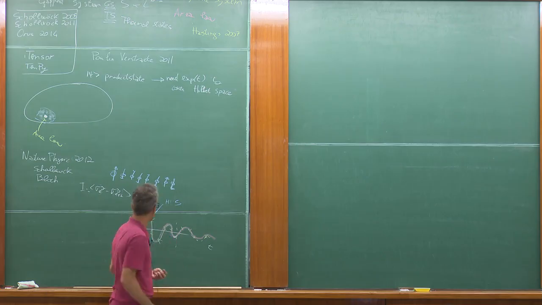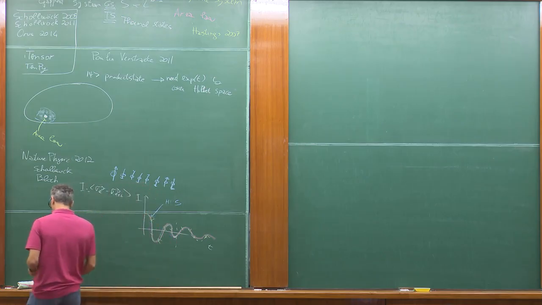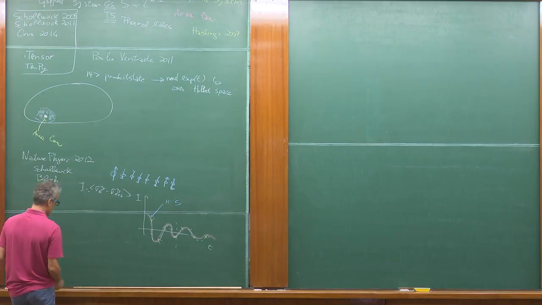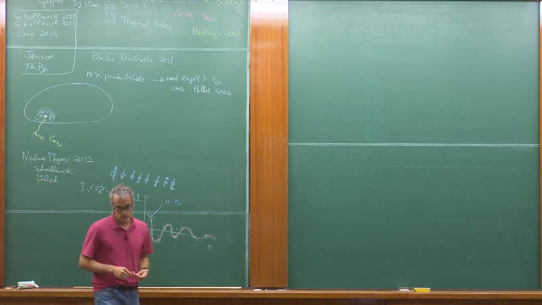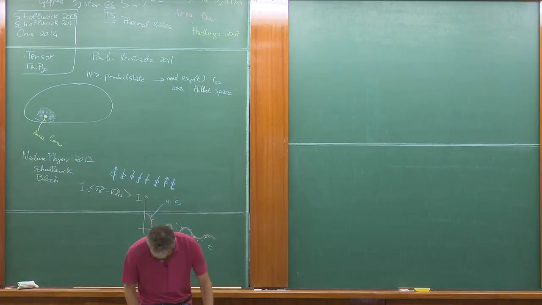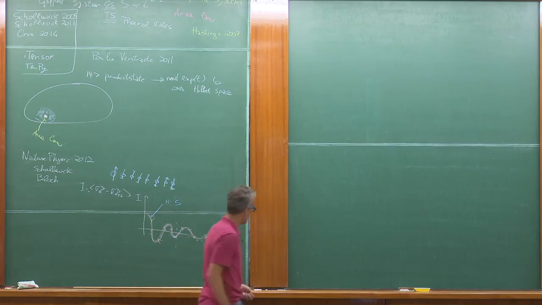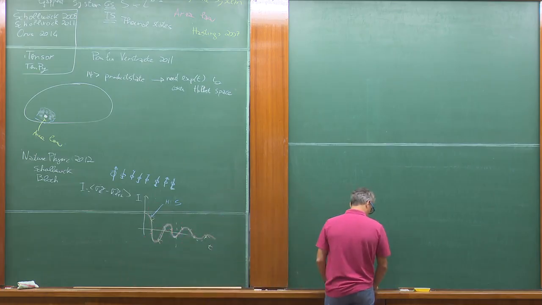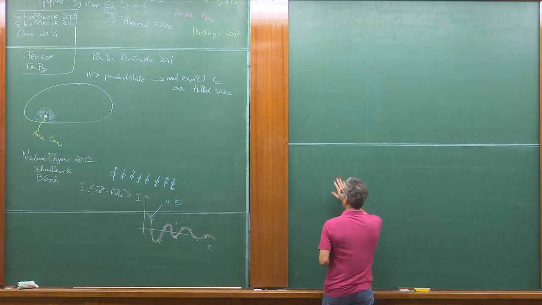Okay, so let's go to another board. Let's start to talk about tensor networks, and in particular matrix product states. And I will start here.